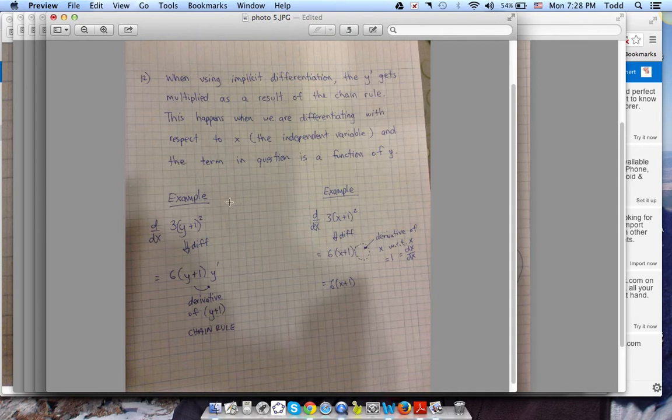Basically, you just have to look at the idea, and if you're differentiating with respect to x, and you've got y inside your composition of functions, well then you need to multiply by y prime, because that's using the chain rule.